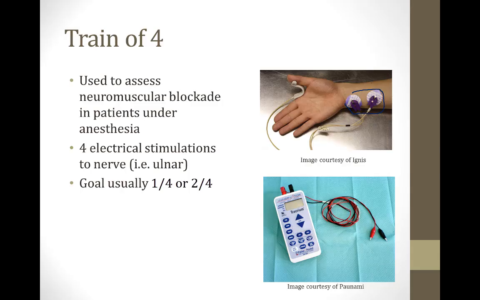Your goal is to usually see them contract 1 time out of 4 stimulations or 2 times out of 4 stimulations. If their fingers never contracted in response to the electricity, that would mean that they are overblocked. And if they responded 4 times, that would mean they're not blocked enough.